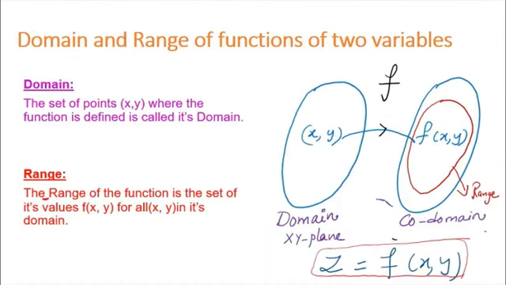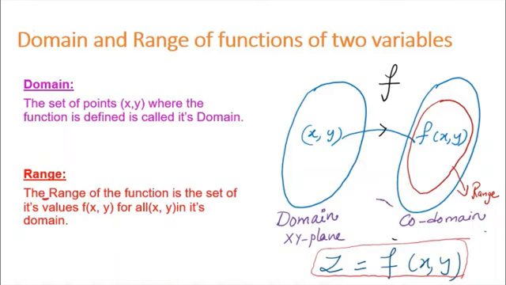Now let us come to the concept of domain and range of functions of two variables. How you had domain and range for a function of a single variable, in the same way for functions of two variables also the definition will be the same. So domain is the set of points where we take the input, and range is the set of all those points where you get the output. In general words you can understand it like that.